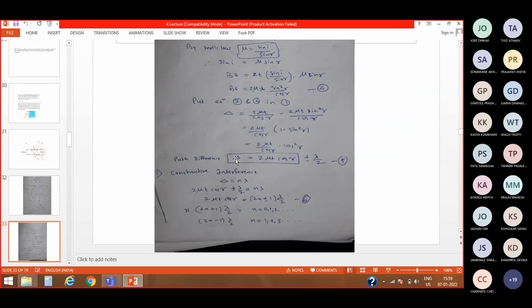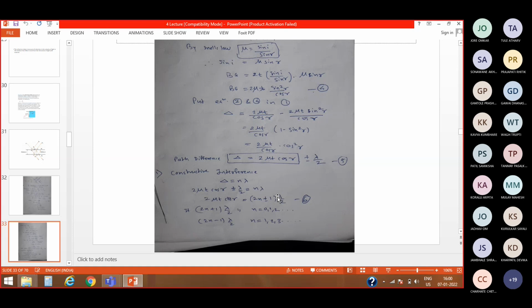Now we will see the constructive interference. Constructive interference is given by delta is equal to n lambda. But what is delta? Delta is equal to this one, 2 times mu t into cos of r plus minus lambda by 2, is equal to n into lambda. Lambda is the wavelength of light, mu is the refractive index, t is the thickness. So I can write this lambda by 2 on the right hand side. Then I got the equation 2 times mu t into cos of r is equal to 2n plus minus 1 into lambda by 2. This is equation number 6.